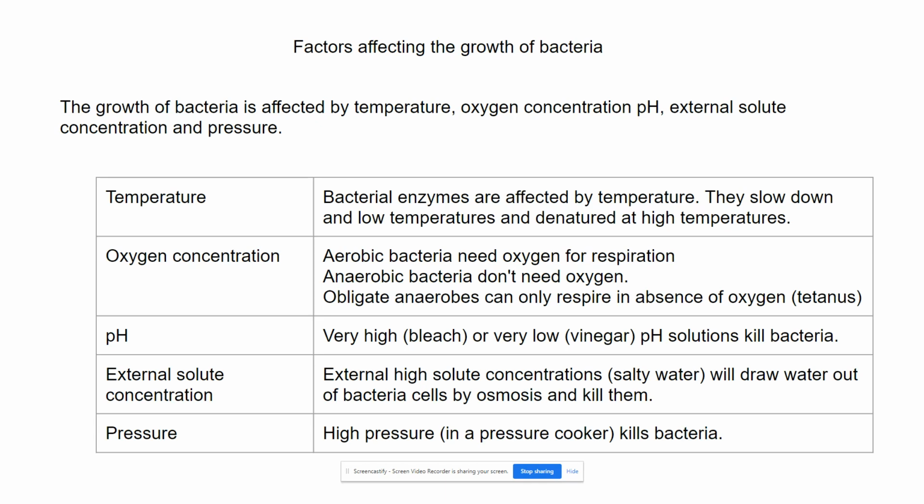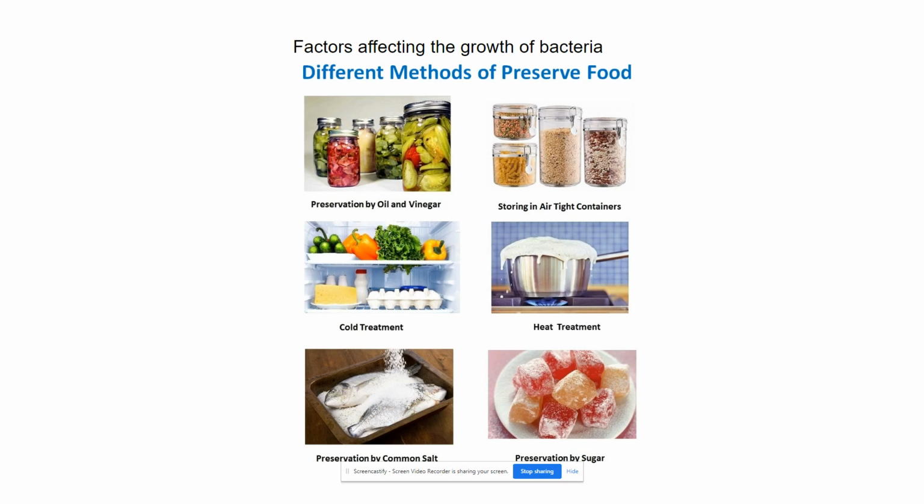And high pressure is another way of killing bacteria. So placing food in a pressure cooker, the high pressure damages the cell walls of bacteria and that kills them. So these are all methods that are commonly used to preserve food.